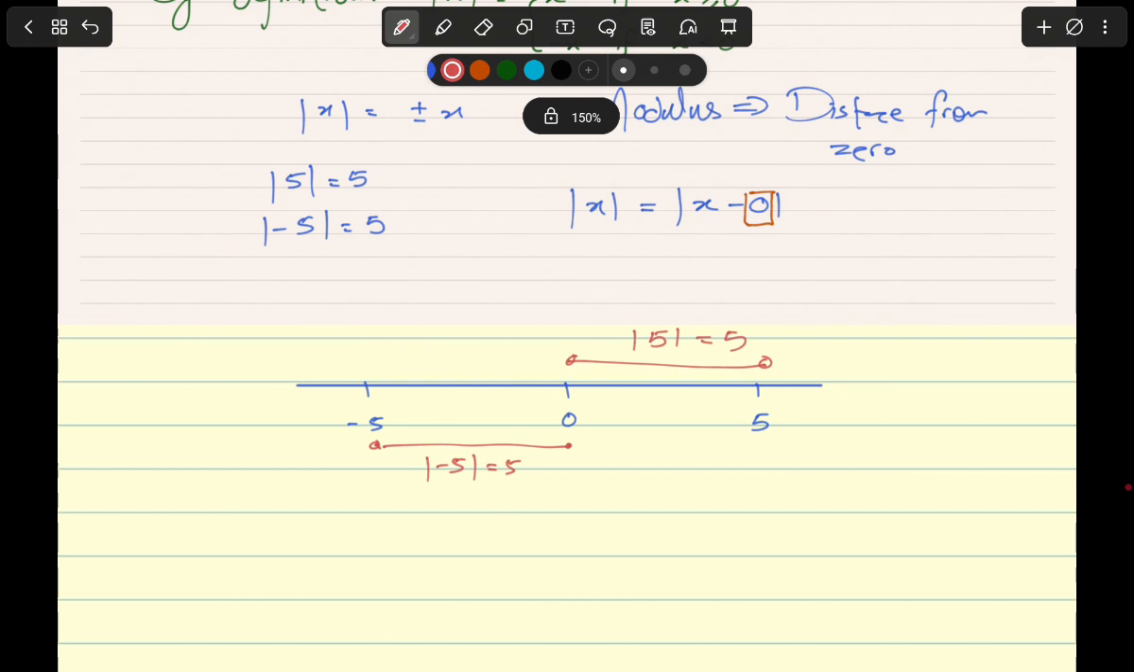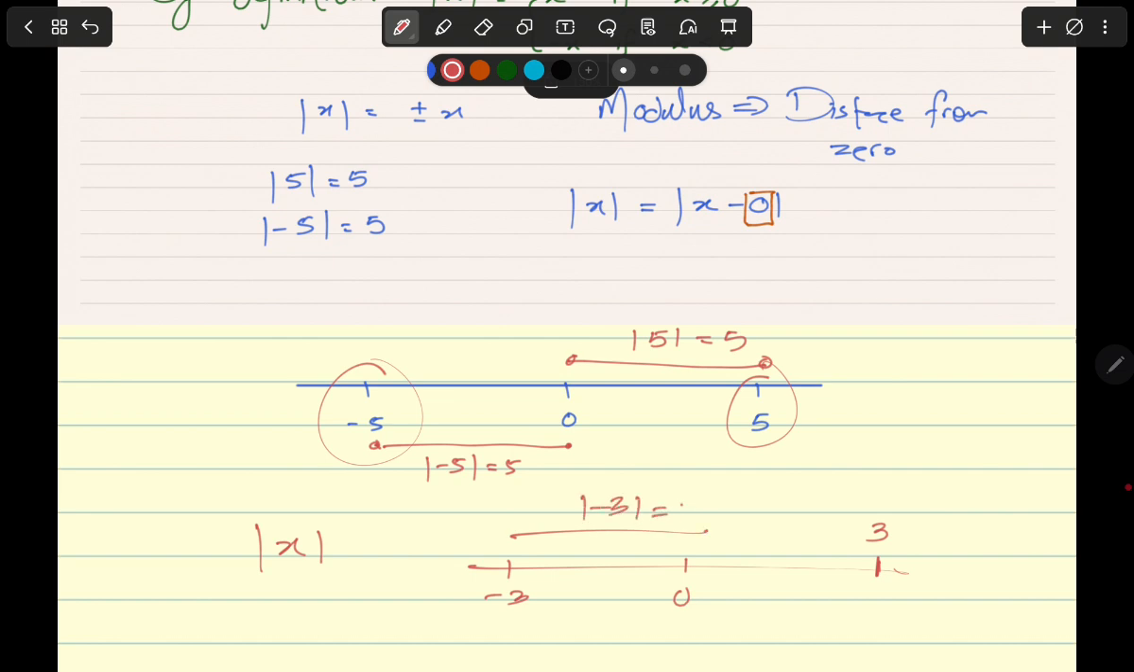So notice something interesting here. The direction changed. 5 was on the right, negative 5 was on the left, but the distance stayed exactly the same. So modulus of x does not care whether you are left of 0 or right of 0. It only cares about how far away you are from 0. Okay, so this is the big idea. If this is 3 or this is minus 3, this distance is modulus of negative 3, that is 3, and this distance is also modulus of 3, that is 3. And that's exactly the reason why modulus can never be negative.